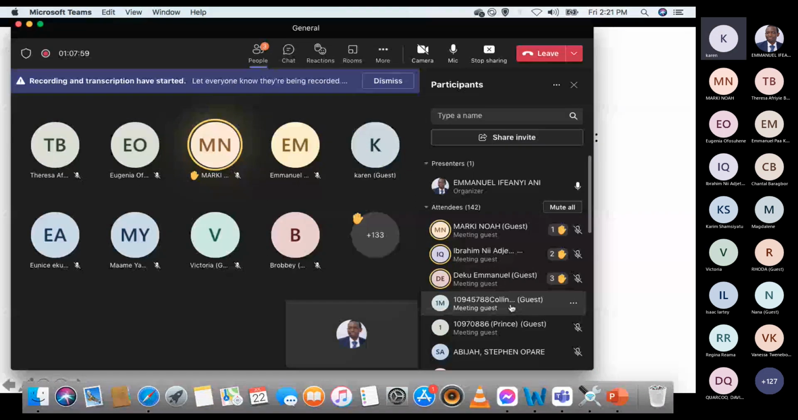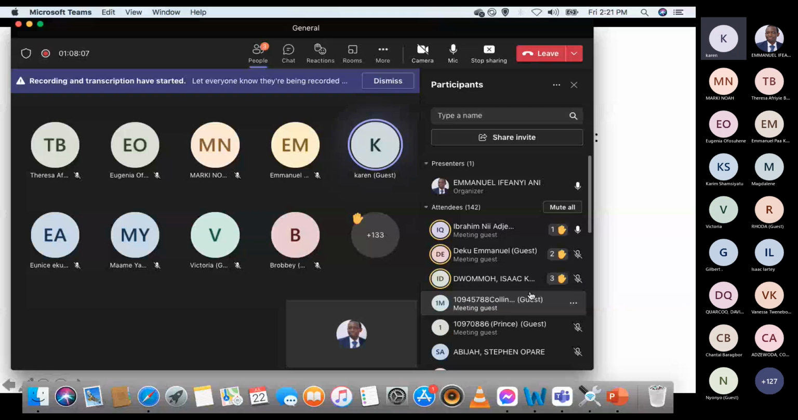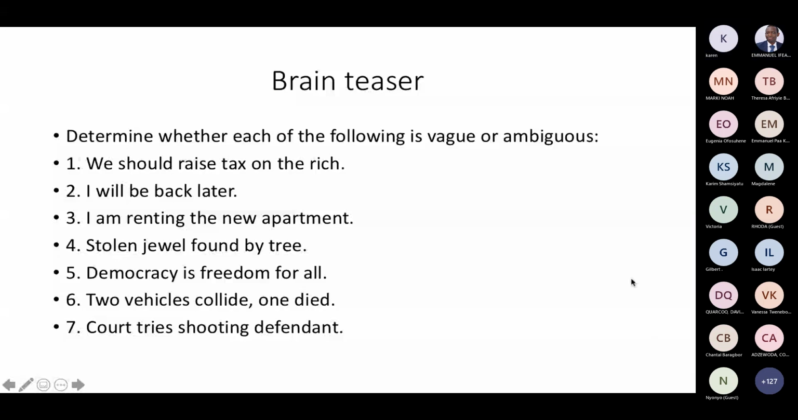Ibrahim, go ahead. I think it's ambiguous. It's a lexical ambiguity because the words used in the sentence are okay, but the ending of the sentence wasn't that clear on the rich. We cannot really tell which particular rich people we are talking about. So in my little opinion, I can say that is a lexical ambiguity.